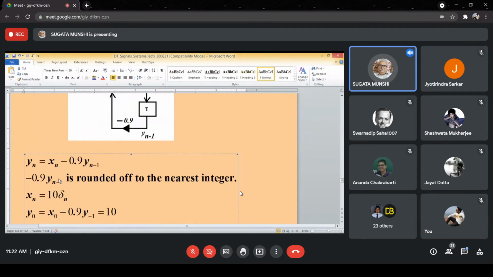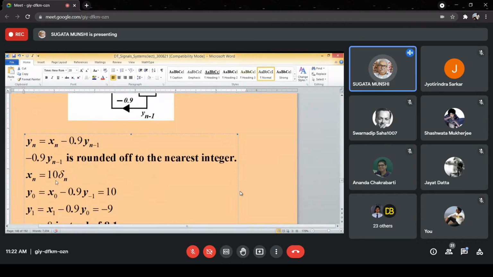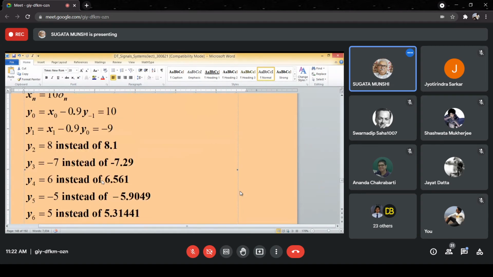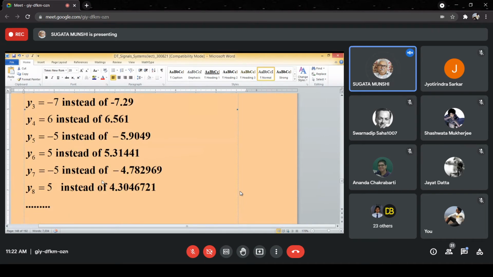Although the input is absent. Input was there only for the case of n equal to 0, where there's a value of 10. Henceforth, input is 0. So just see, this is the generation of zero input limit cycle.